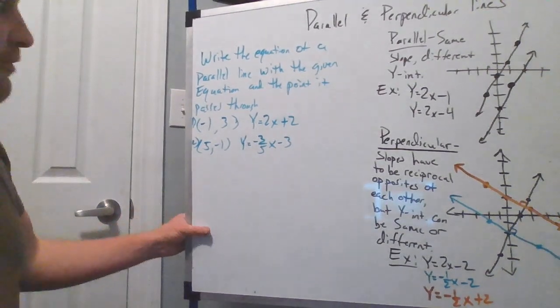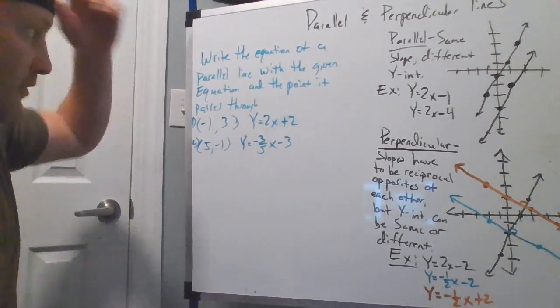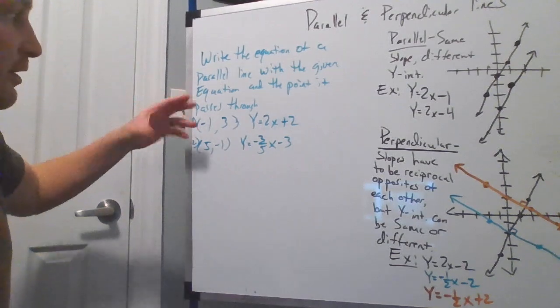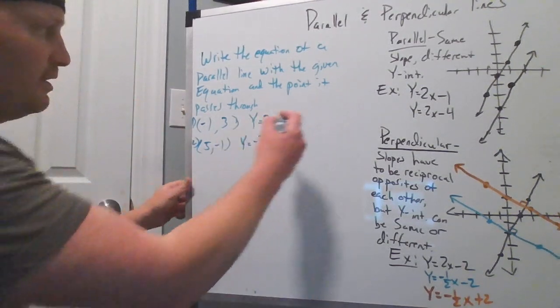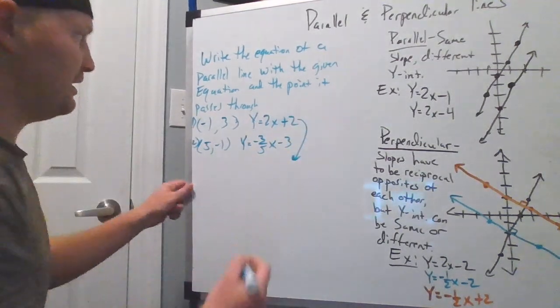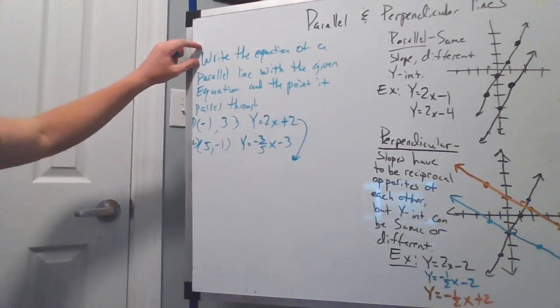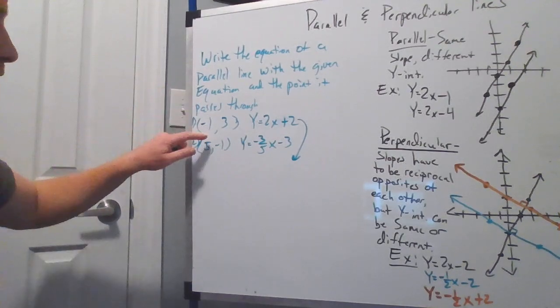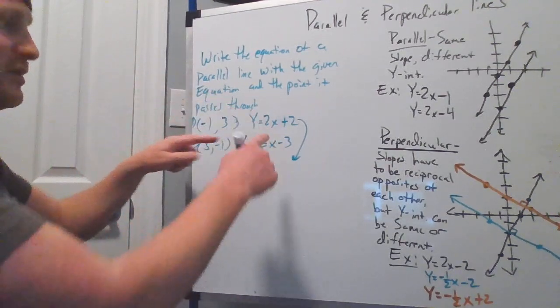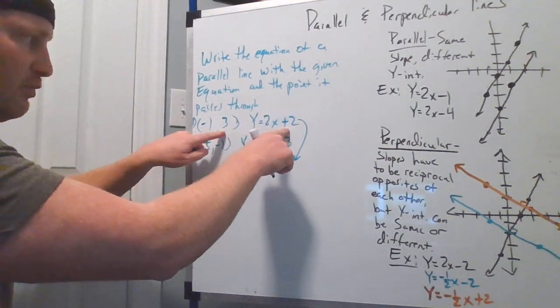Okay. For my other examples, I'm going to do my last two for finding the equations of a parallel line. I'll do this one first. I'll erase it real quick for you. So again, I'm doing this one, and I know that it says write the equation of a parallel line with the given equation and the point it passes through. So I've got to find the equation of a line that's parallel to this line that has this point.